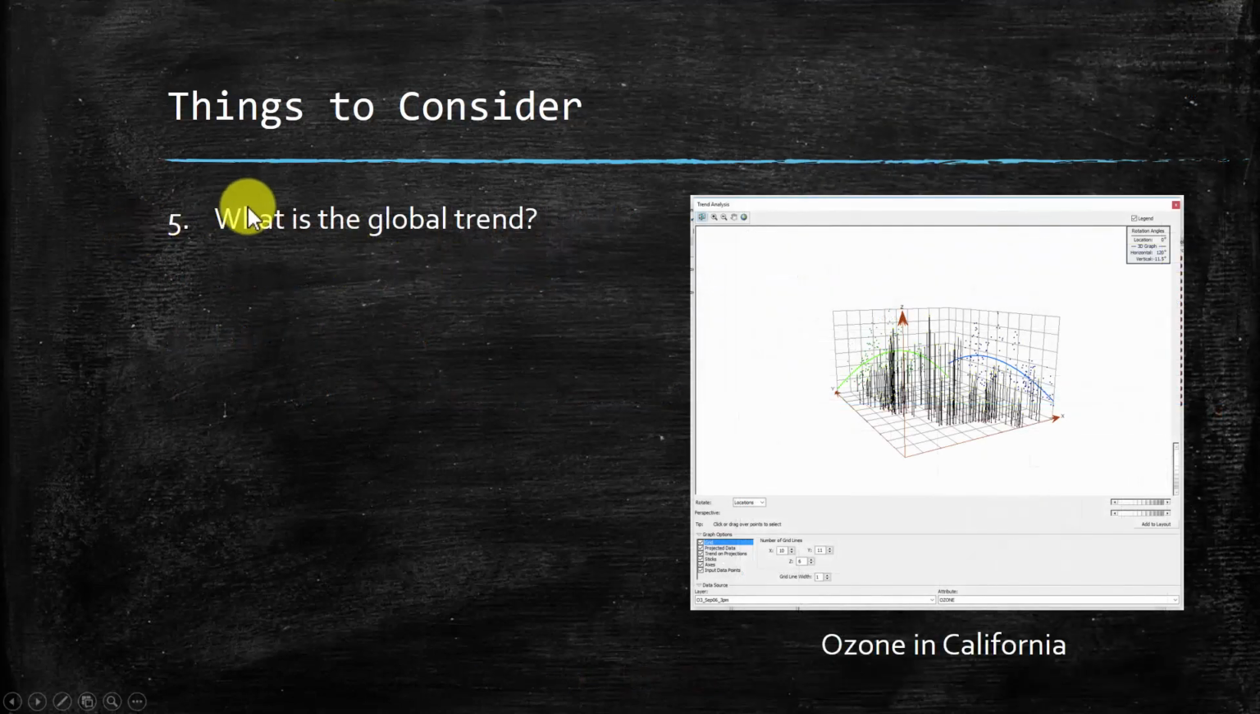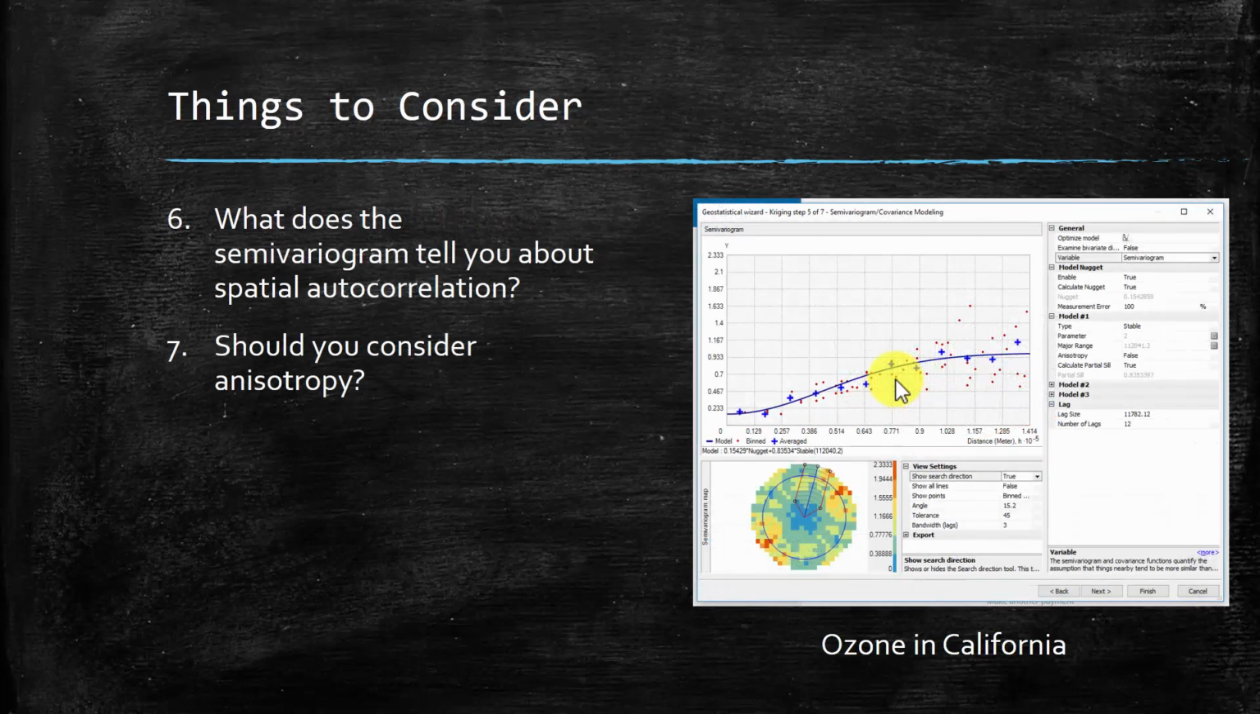You also need to look at global trends, as we talked about earlier. What type of global mathematical model would best describe the data? A linear model, a polynomial model, second order, third order, and so on. What does the semi-variogram tell you about spatial autocorrelation? Where is the sill? Where is the range? Are there any directional trends in the data, so should you consider anisotropy?